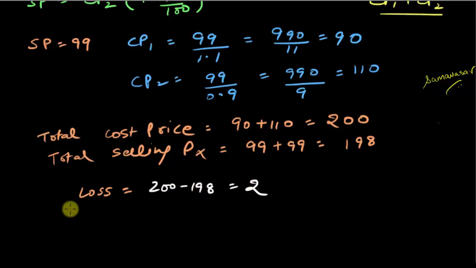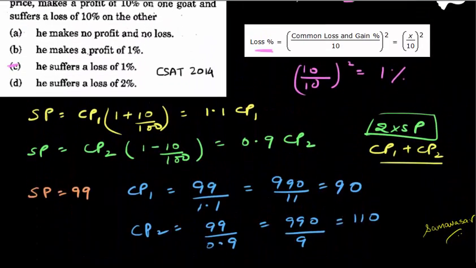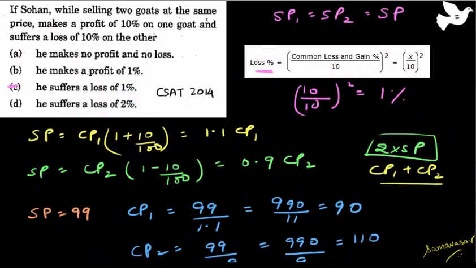which is equal to rupees 2, and for loss percentage it will be equal to rupees 2 divided by cost price. Please remember that you have to take profit or loss percentage on cost price. This is 2 over 200 into 100, which is equal to 1%. This is exactly what we got from our formula. So this is just for the derivation bit, but you will do well to remember this simple formula, that loss percentage is the common loss and gain divided by 10 raised to the power 2.